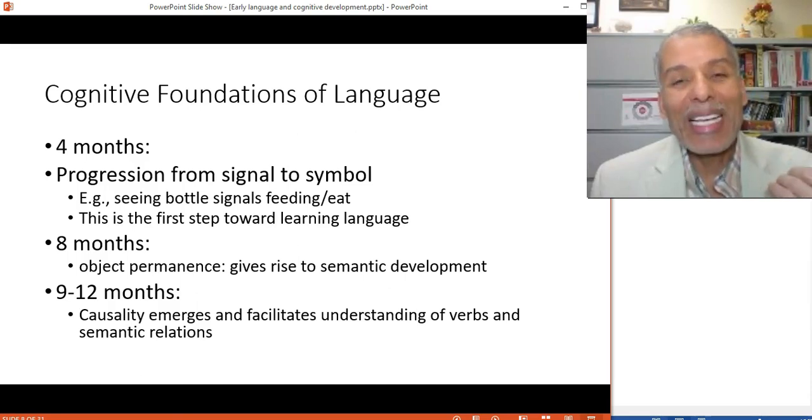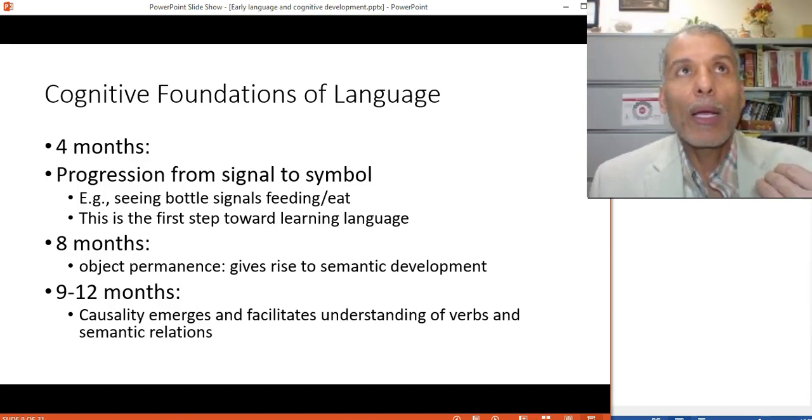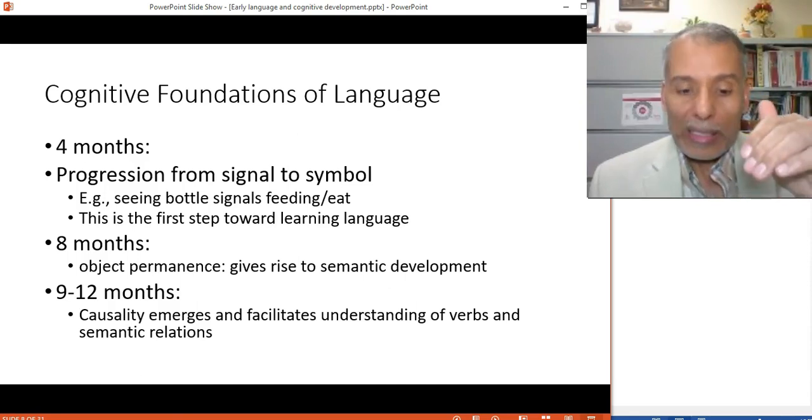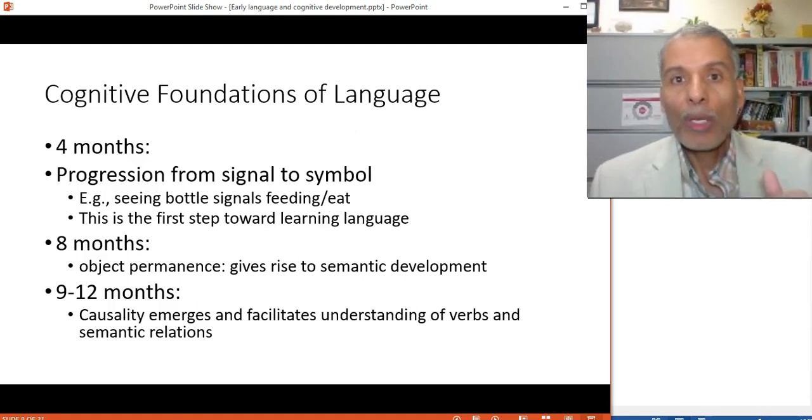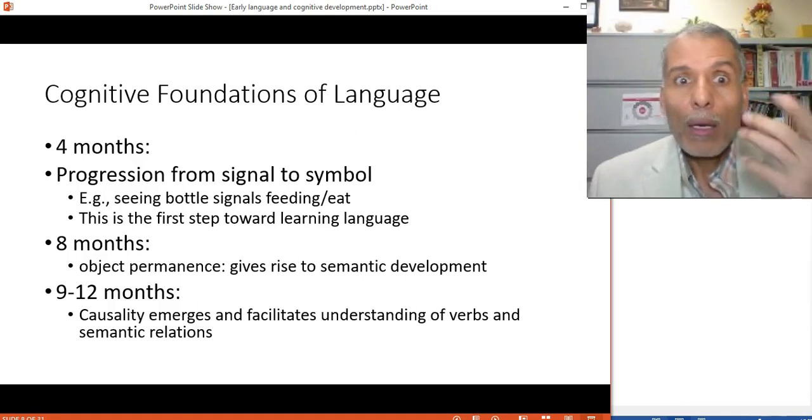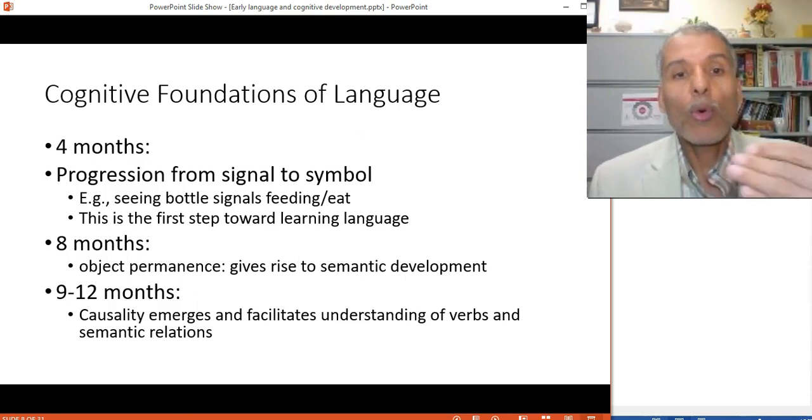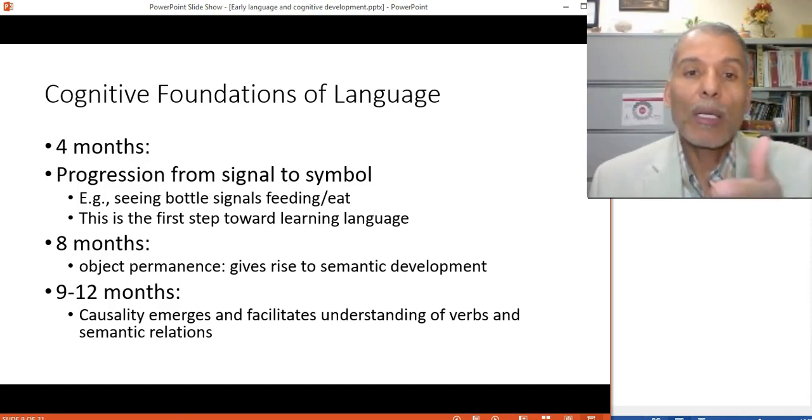because it gives you the beginnings of developing abstract concepts that do not exist necessarily here and now. So when there's no food around, the baby sees a bottle and is going to think food, even though there's no food in it. So that takes you to a higher level, from signal to symbol.